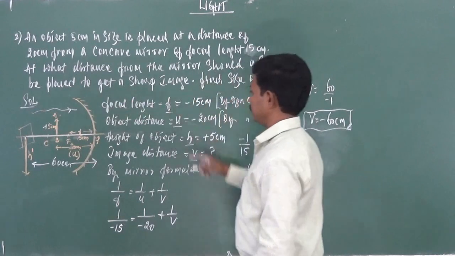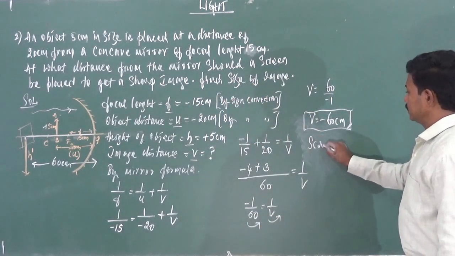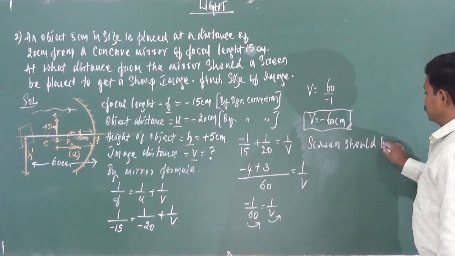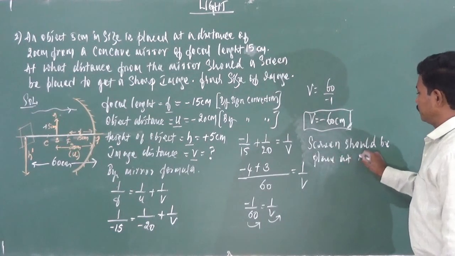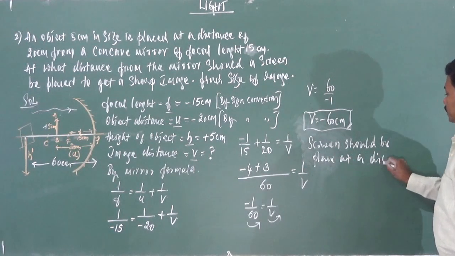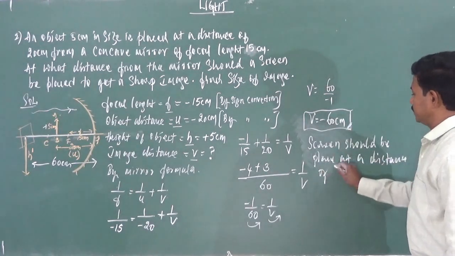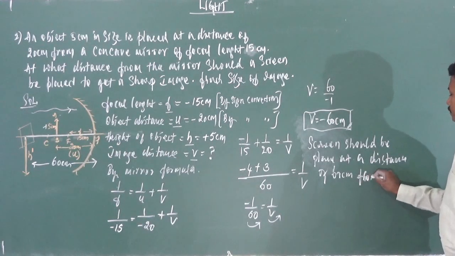So at what distance should a screen be placed to get a sharp image? So the screen should be placed, you have to write the statement. Screen should be placed at a distance of not minus 60 but right 60 centimeter from mirror.